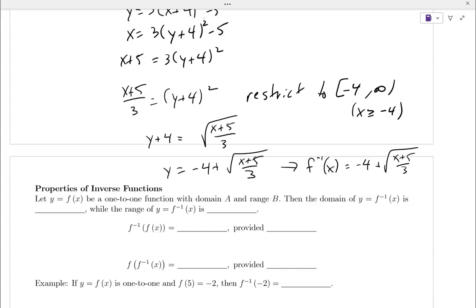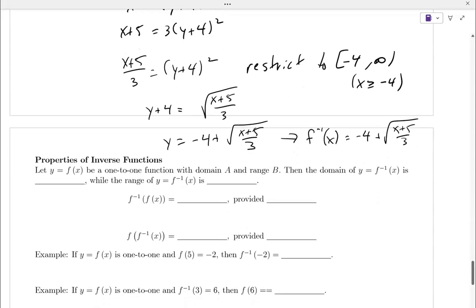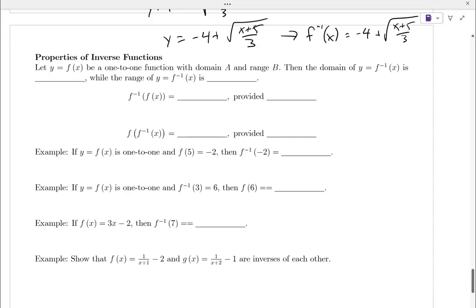All right. Any questions on that at all? Is our process with solving for inverse functions okay? All right. Let's talk a little bit about properties on the next page here.